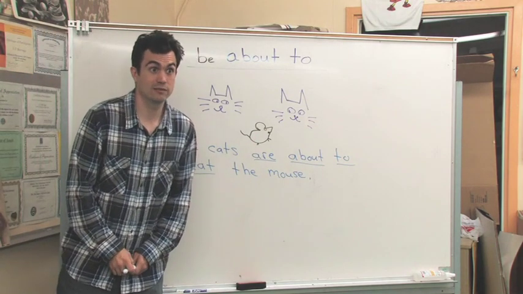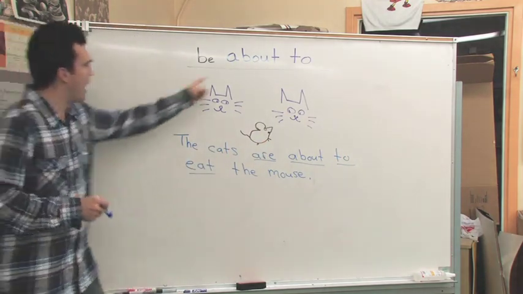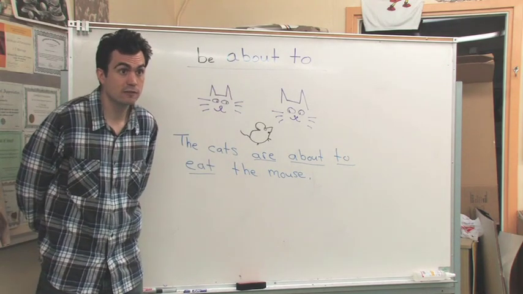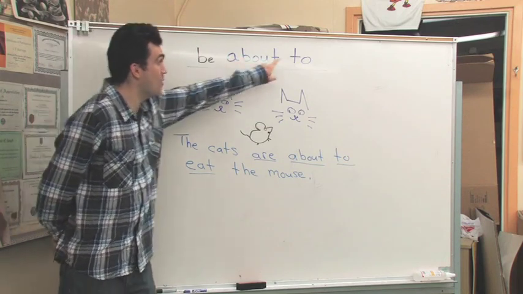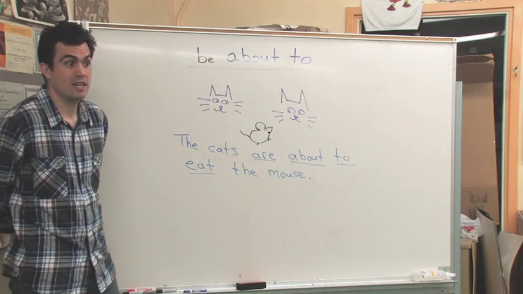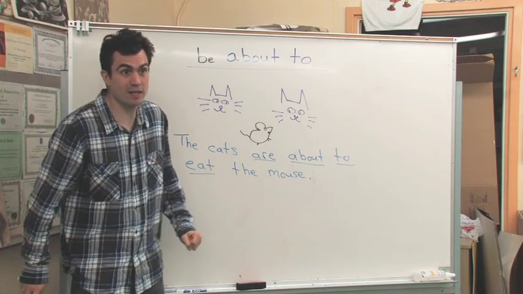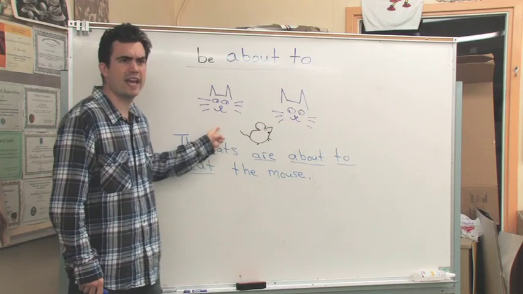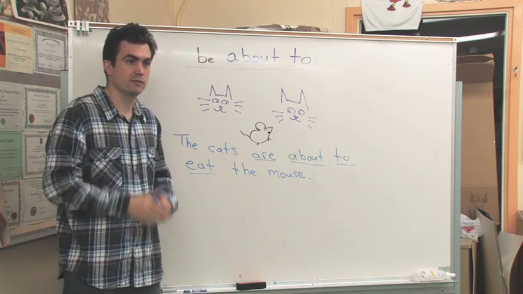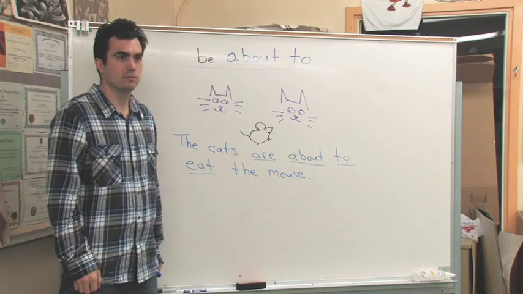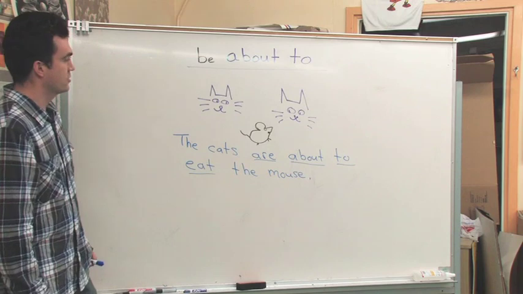And the mouse knows it. So, are the cats eating the mouse? No, they aren't. But they are about to eat the mouse in 1 second, or in 2 seconds, right? Or maybe in 5 minutes. With cats, probably 1/10 of a second. Mouse dead. Eat. That fast. So, about to.